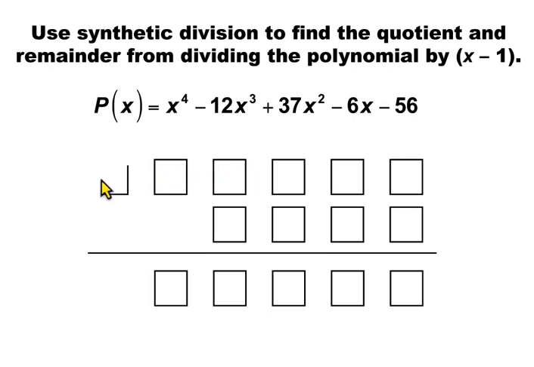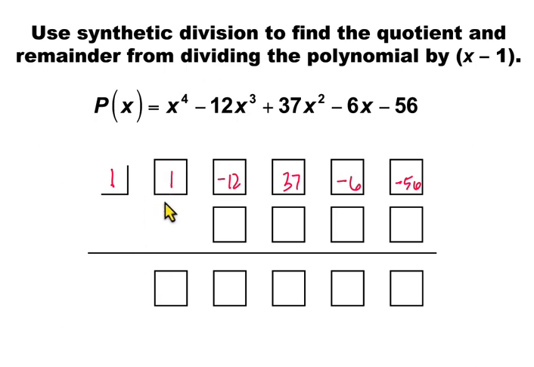The numerical term goes here, which we determined was 1. And then fill in the coefficients from the polynomial here. So the coefficient for this term is 1. The coefficient for this term is negative 12. The coefficient for this term is 37. The coefficient for this term is negative 6. And the constant term is negative 56.